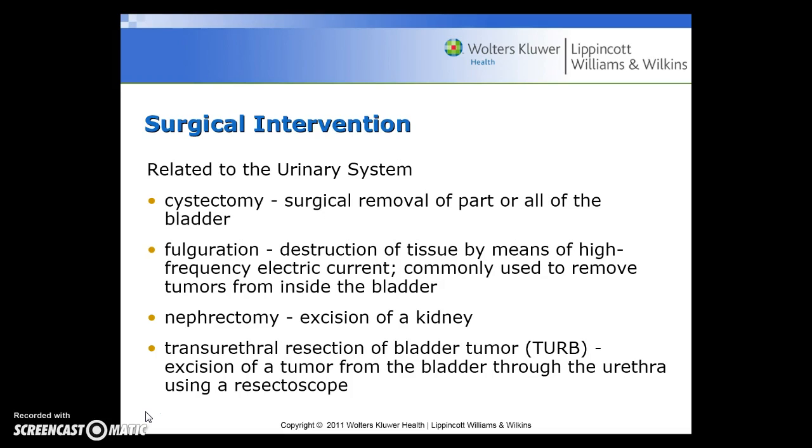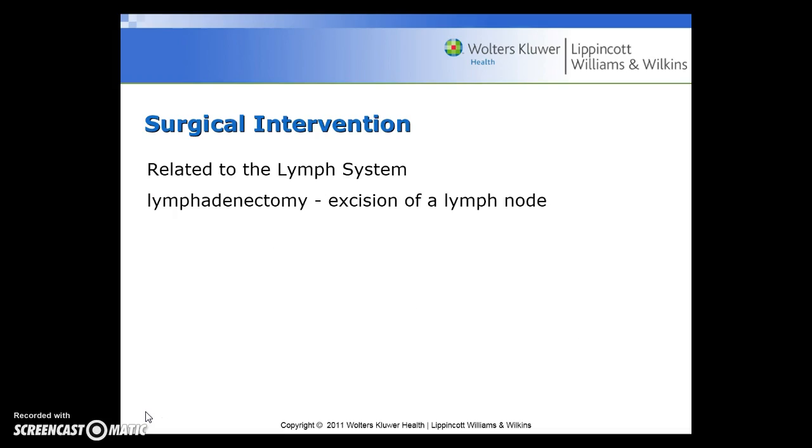Cystectomy, these are surgical interventions in the urinary system. A cystectomy is a surgical removal of part or all of the bladder. Fulguration is a destruction of tissue by means of a high-frequency electric current, and it's commonly used for tumors inside the bladder. A nephrectomy, excision of the kidney. A TURBT, a transurethral resection of the bladder tumor, is excision of the tumor from the bladder through the urethra using a resectoscope.